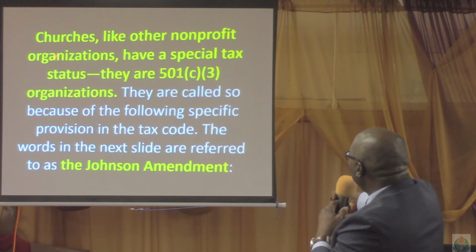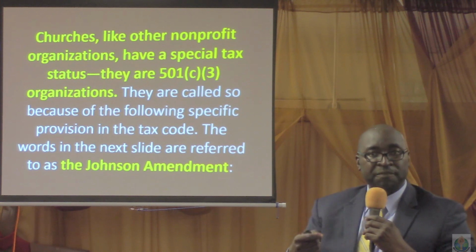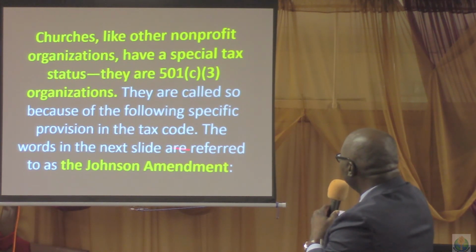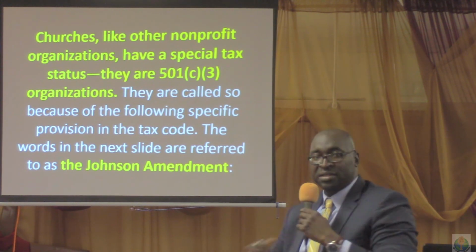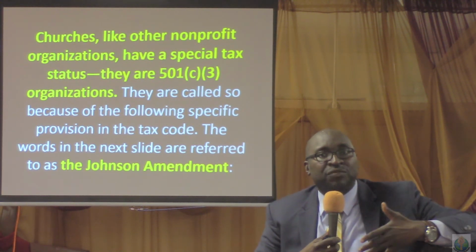So I'm reading this down. Churches, like other non-profit organizations, have a special tax status. They are 501c3 organizations. You have to apply for it. They are called so because of the following specific provision in the tax code. The words in the next slide are referred to as the Johnson Amendment. So the 501c3 is the same thing as the Johnson Amendment because it was from Lyndon Johnson.